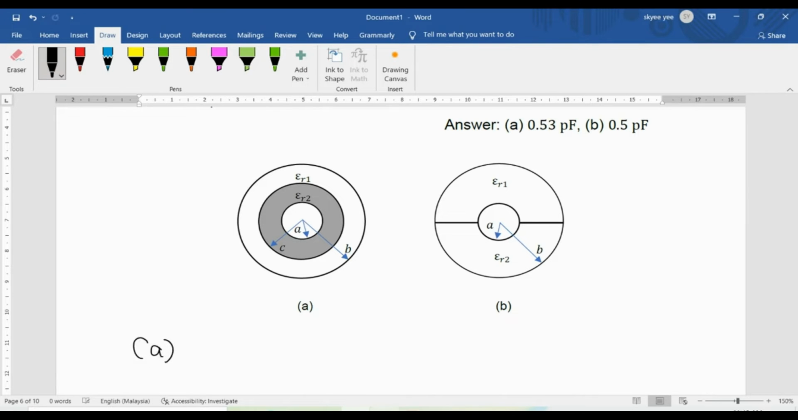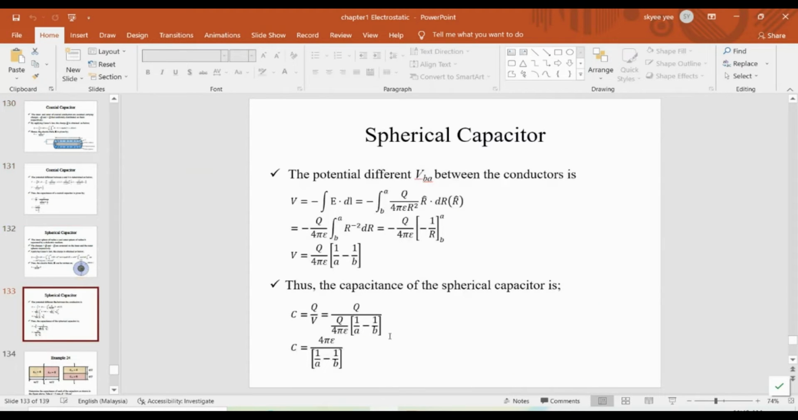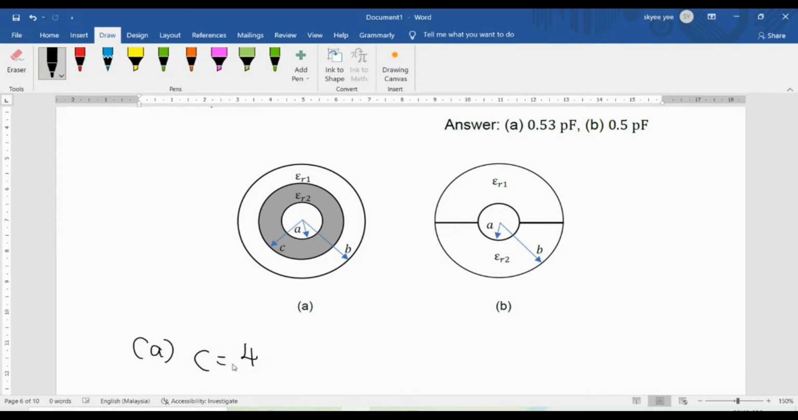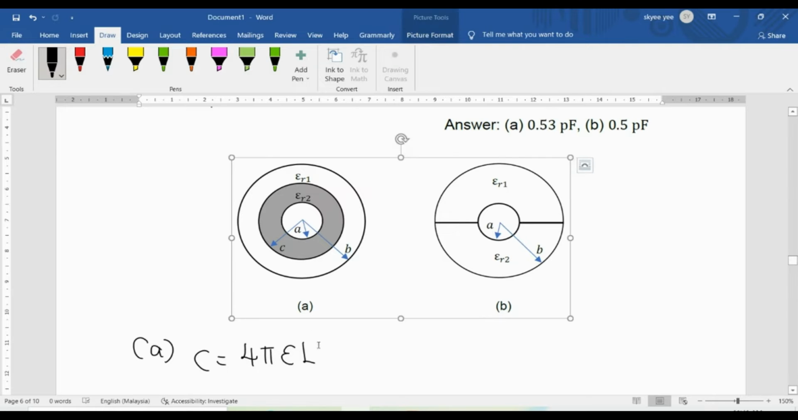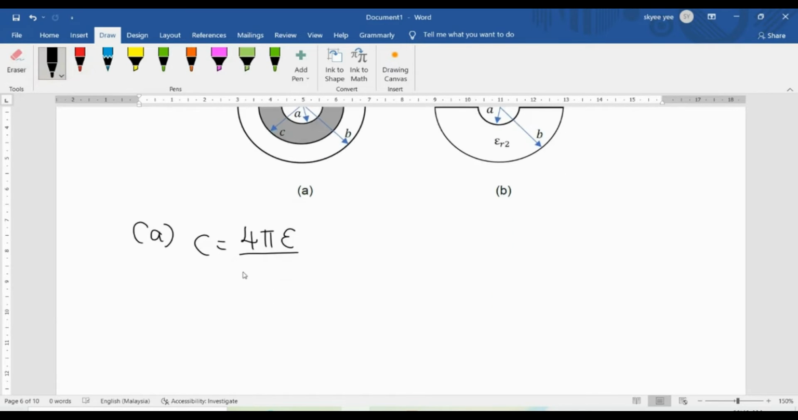This is a spherical capacitance, so we can refer to the equation, which is this one: C equals 4 pi epsilon over 1 over A minus 1 over B. This is what we have.